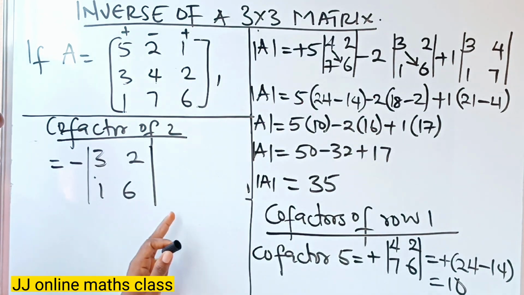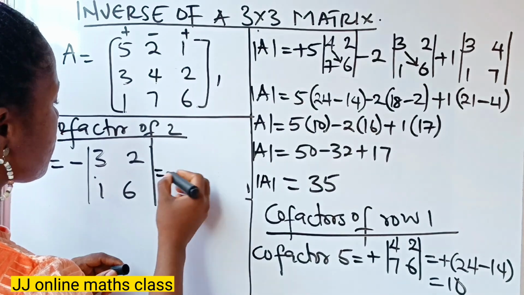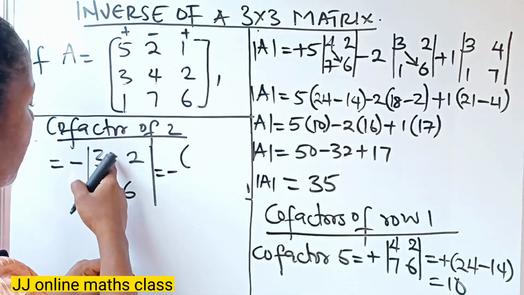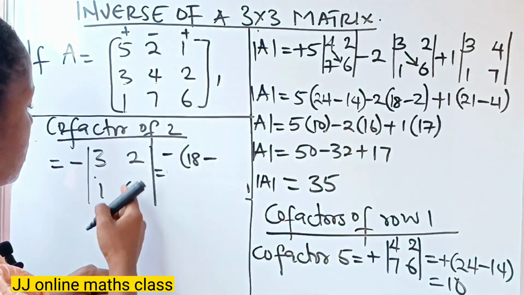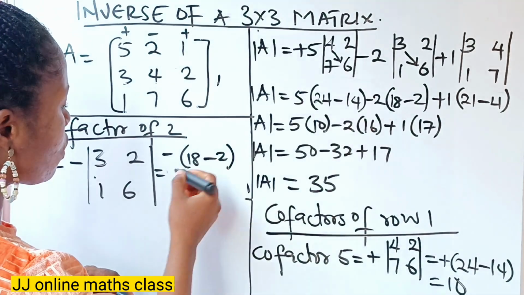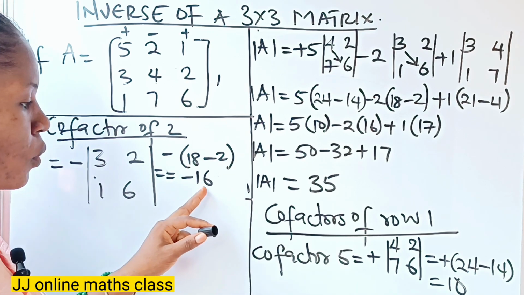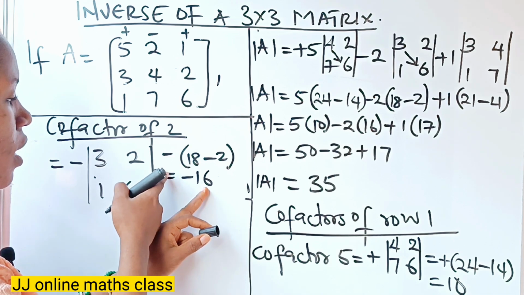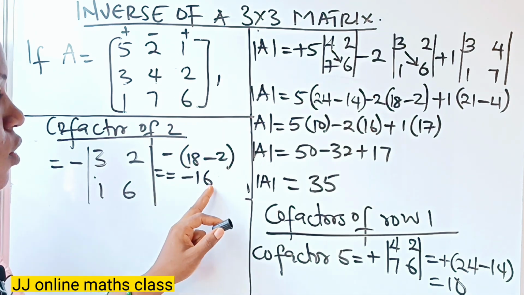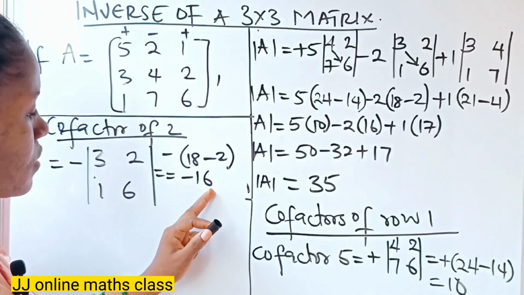So we go ahead and solve this 3 2 1 6. This is going to be minus. We open our bracket. 3 times 6 will give us 18, minus 2 times 1 which is 2. So 18 minus 2 will give us 16. But remember there is a negative sign here. That is how we got minus 16. That means the cofactor of 2 is minus 16.